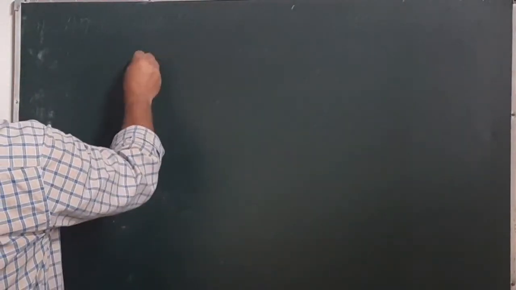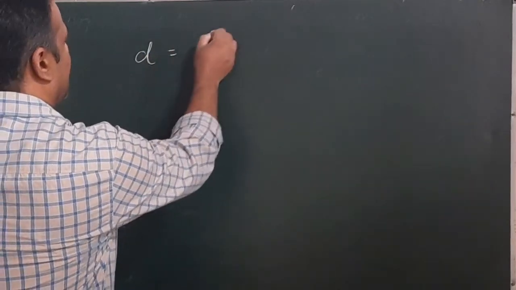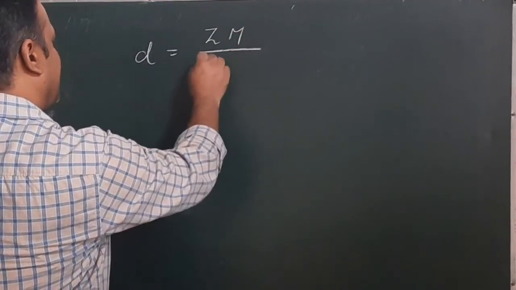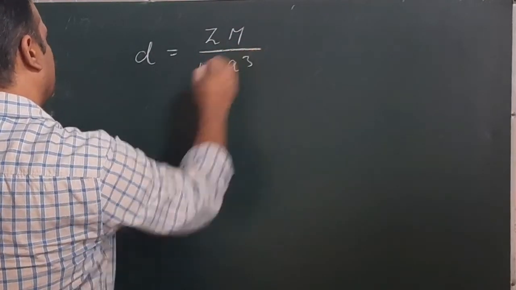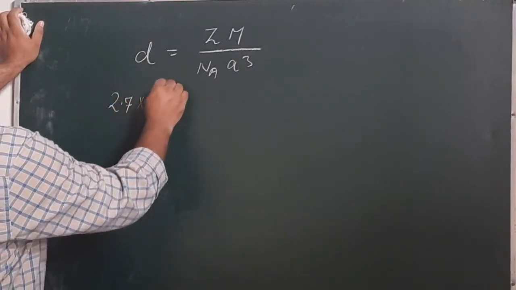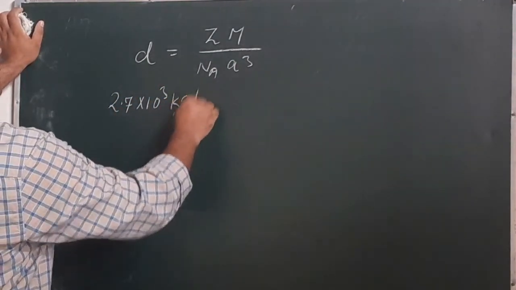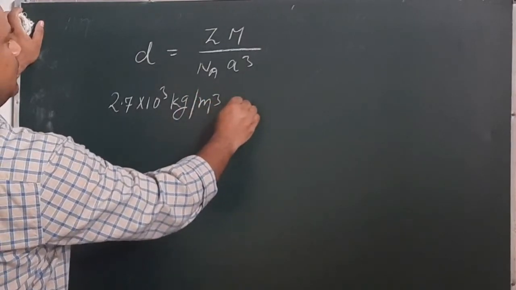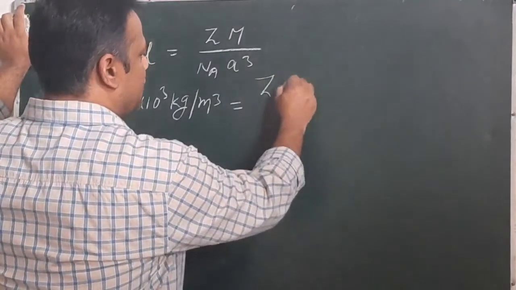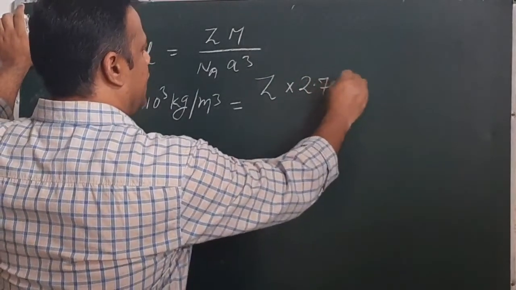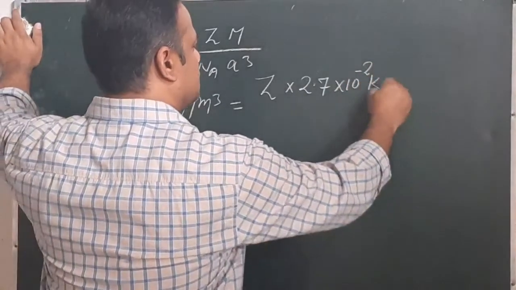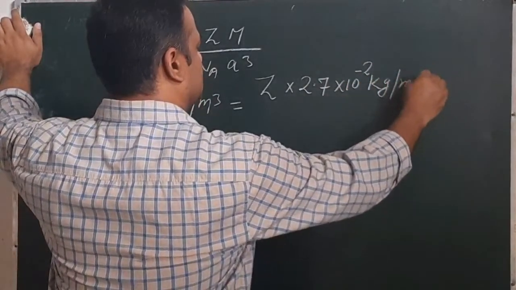So density D is equal to ZM divided by Na into a cube. Now density is given: 2.7 into 10 to the power 3 kilogram per meter cube. The Z value we don't know, we have to determine this value Z. M, molar mass, is given: 2.7 into 10 to the power minus 2 kilogram per mole.